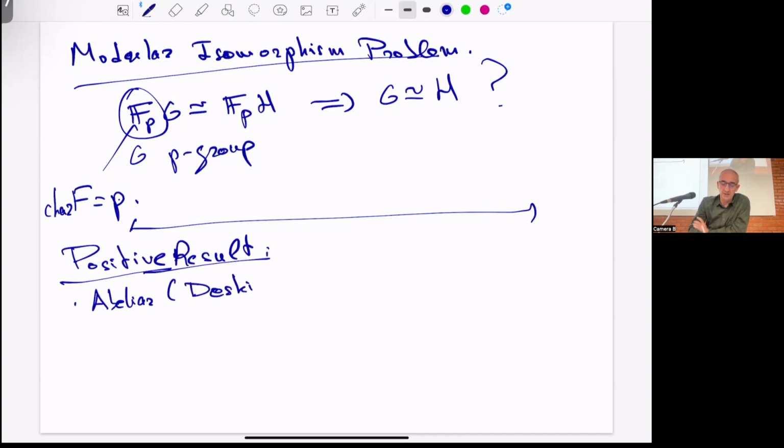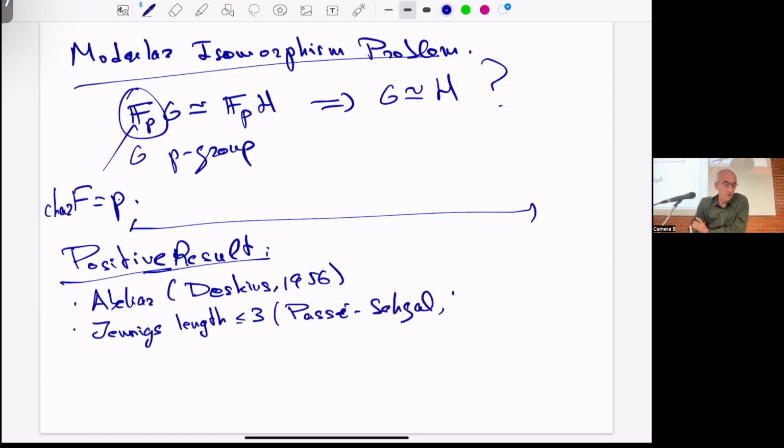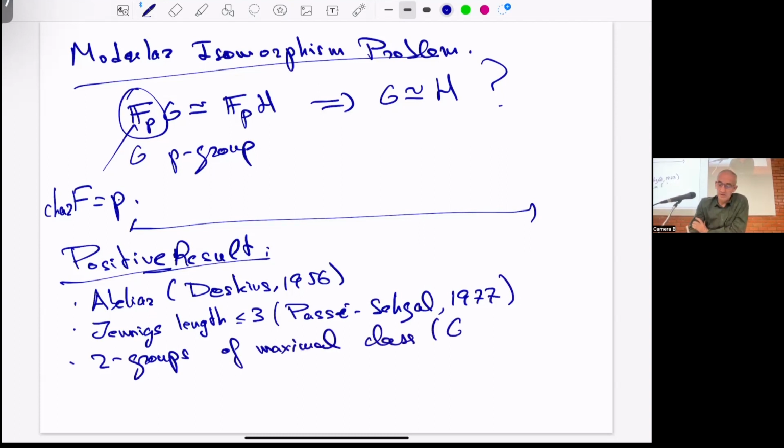This is a result of Deskins in 1956. Then when the Jennings length is at most three, the answer is also positive. This is a result of Passi and Sehgal in 1977. Also for 2-groups of maximal class, this is a result of Carlson.